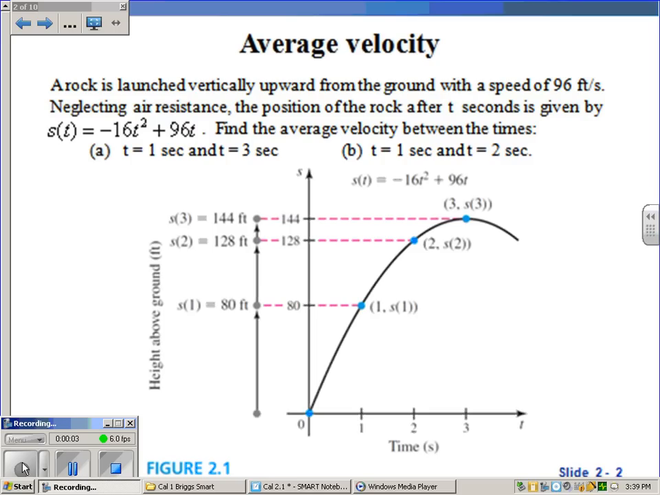Okay, I want to look at two problems. One, finding the average velocity, and the other, finding the instantaneous velocity. And I'm going to give you an example to help you understand the difference in these two ideas.